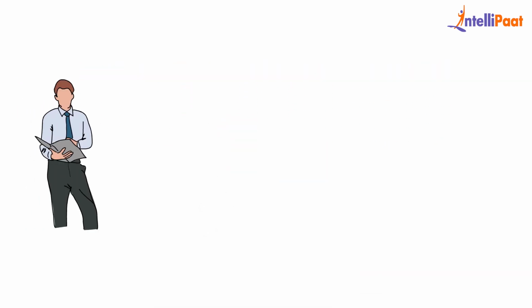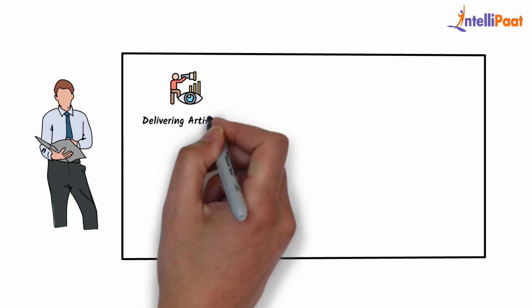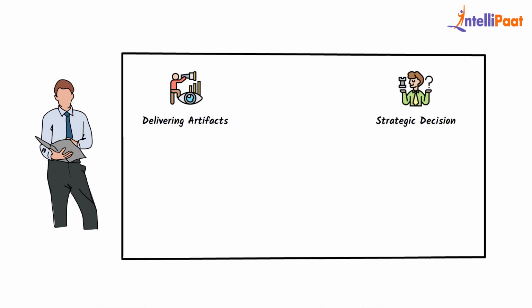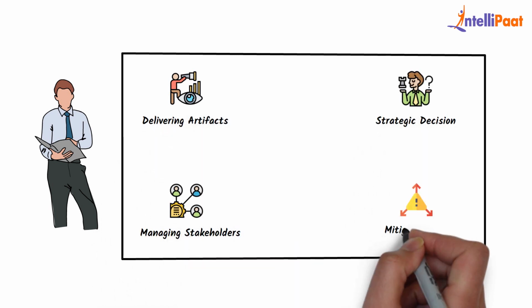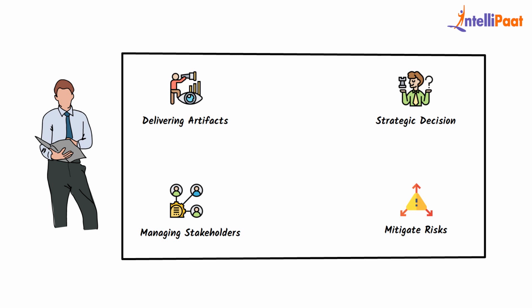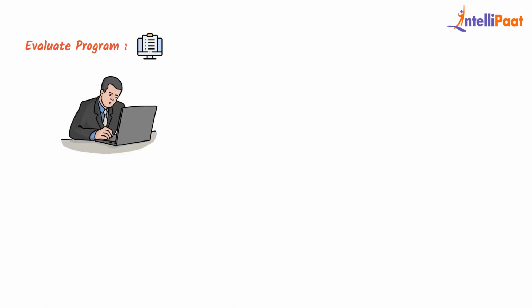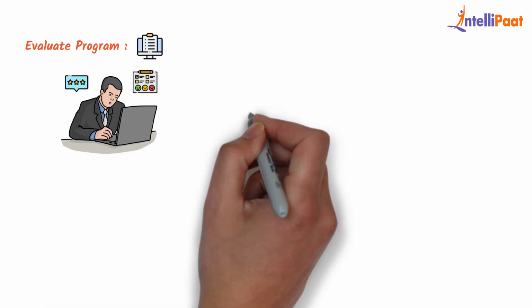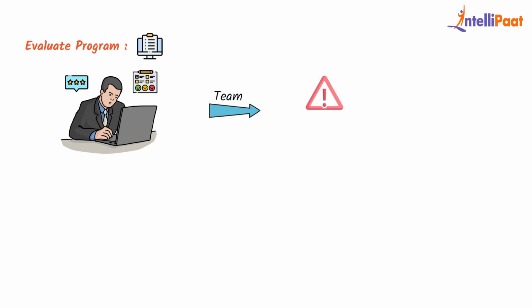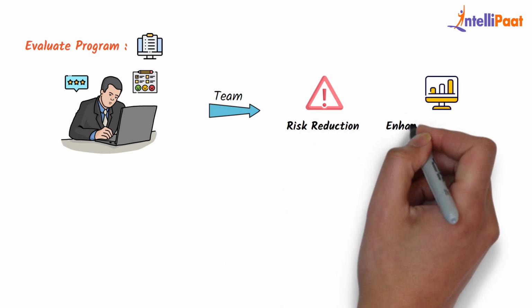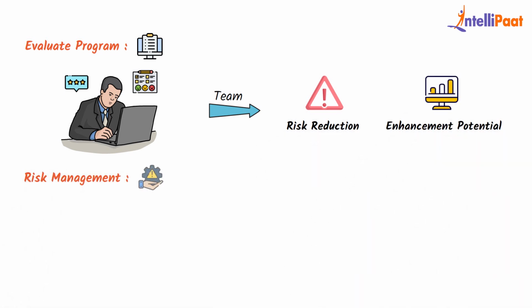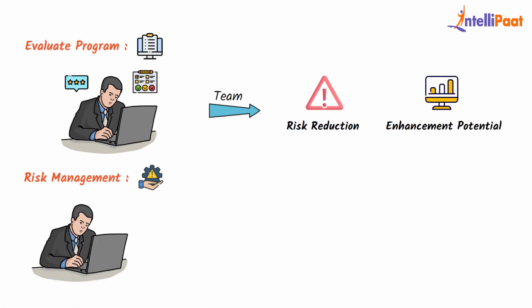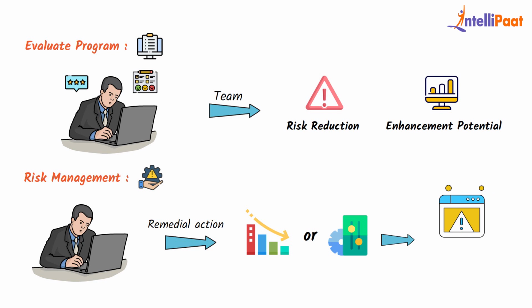A program manager needs to balance delivering artifacts, engaging with strategic decisions, managing stakeholders, and mitigating risks across the program. Some of them are: Number 1. Evaluate program. A program is reviewed and evaluated by a program manager who works with the team to find risk reduction and enhancement potentials. Number 2. Risk management. A program manager should be able to take remedial action to decrease or control program risks.